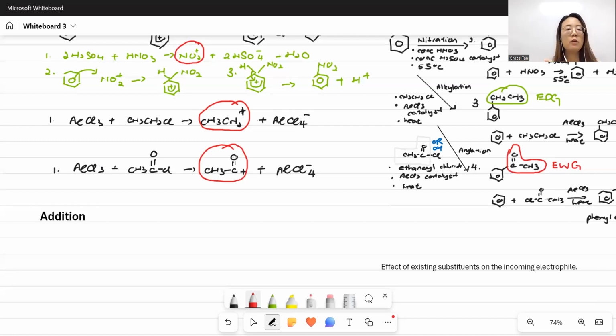All right. If you never show H plus has left, that means you did not prove that it's a substitution reaction. So when you add an electrophile in, H plus must leave. So that's why it's called electrophilic substitution.